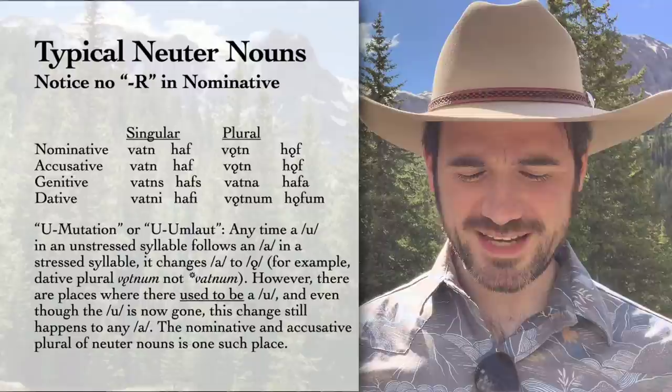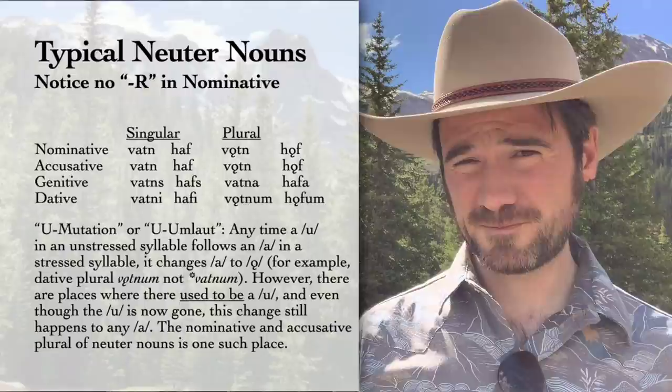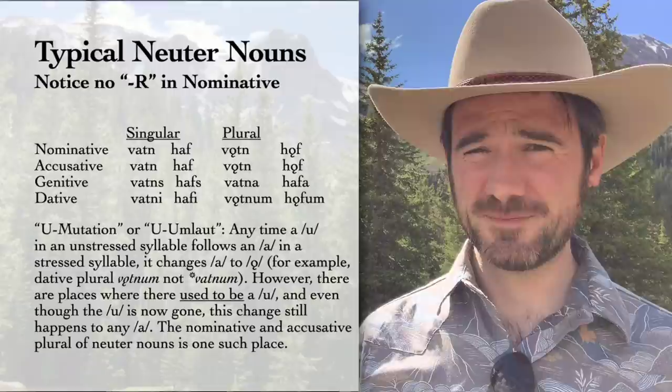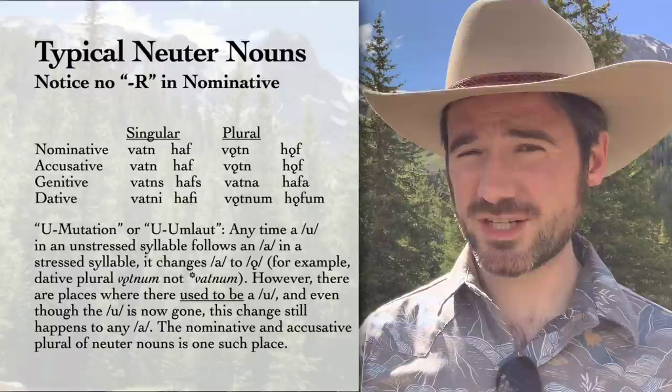So, take any Old Norse neuter noun that doesn't end in a vowel. We'll come back to that kind of thing later. And it will go the same way. Take, for instance, ocean. Hav. Same pattern. Hav, hav, hafs, havi. Höf, vowel change. Höf. Hafa, vowel changes back because there's no U behind it, there's an A behind it.